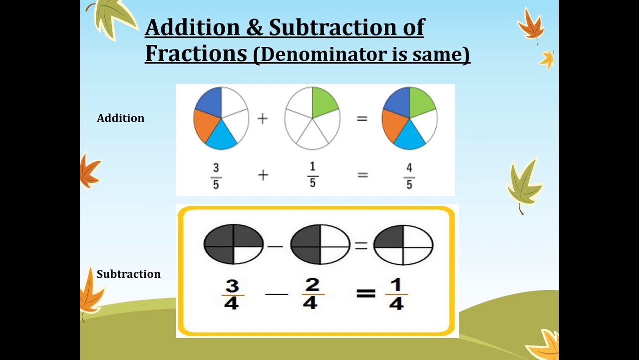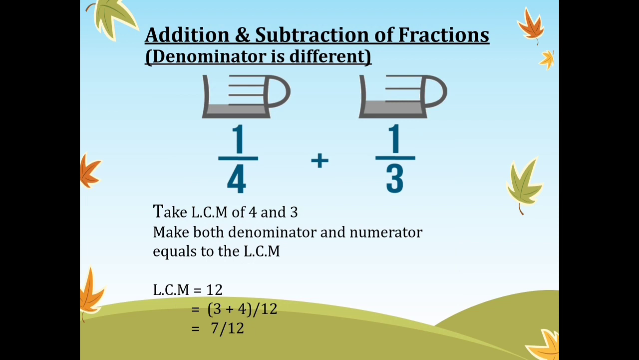But things change when the denominator is different. So our next slide is for addition and subtraction of fractions when the denominator is different. So now if you want to add 1 by 4 and 1 by 3, how would you add? So you have to take the LCM of the different denominators. So here 4 and 3 are the given denominators. So we will take the LCM of 4 and 3.